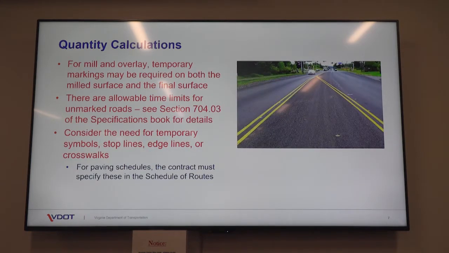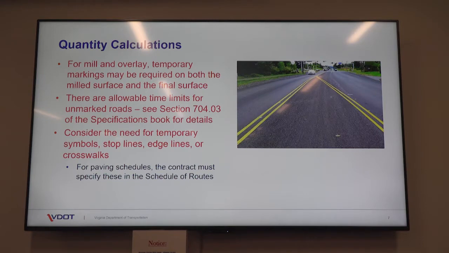Continuing along on this theme of quantification and estimation, for mill and overlay projects, temporary markings may be required not only on the milled surface, but sometimes on the final surface as well. For example, if it's not inlaid, which is obvious, you would see that, there will be a period of time perhaps when the pavement is drying that we will need temporary markings on that final surface as well. There's a certain amount of time that's specified for how long the road can remain unmarked. It can be 0 hours to 96 hours. So we want to make sure that we are adhering to those requirements.